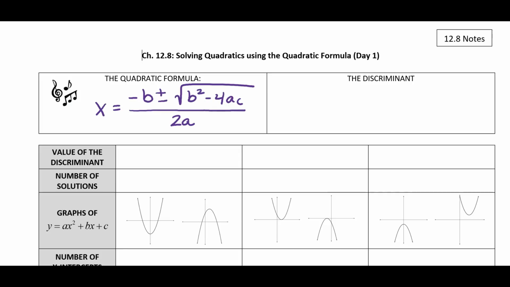The next important part to know is the discriminant. So the discriminant is b squared minus 4ac. And notice that this is the expression that is underneath the radical. And this is a very important part of the formula because this is the part that tells us how many solutions we're going to have.